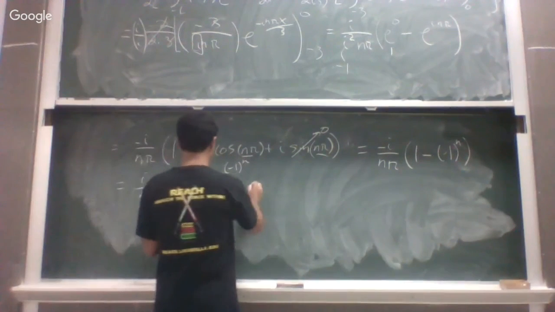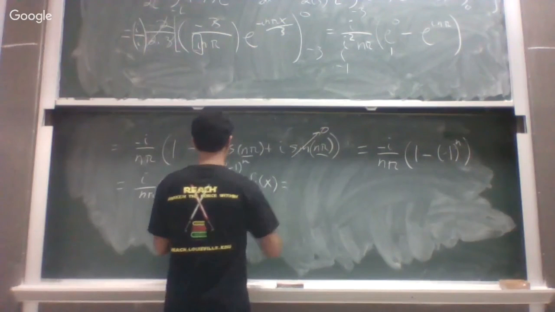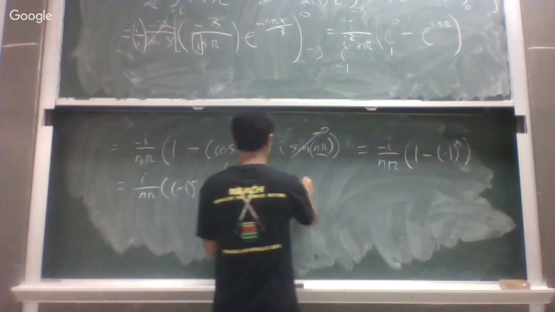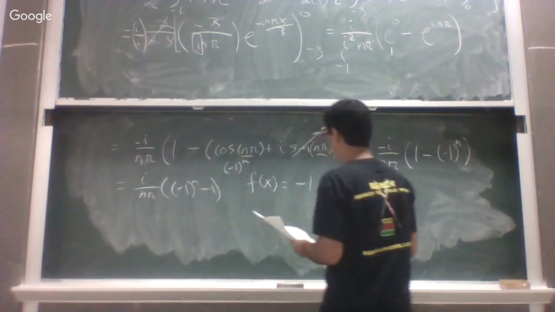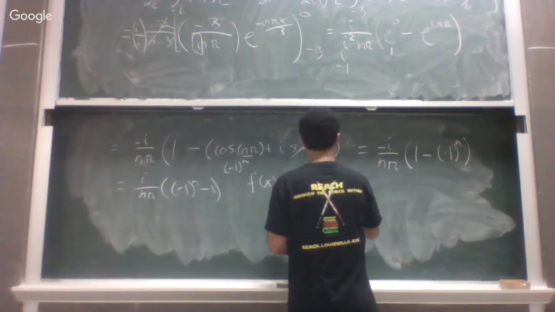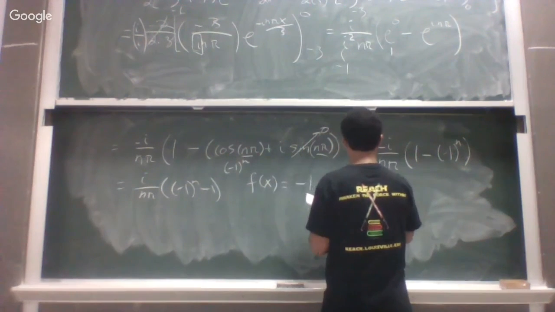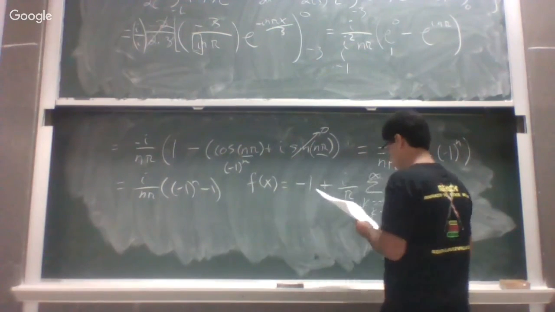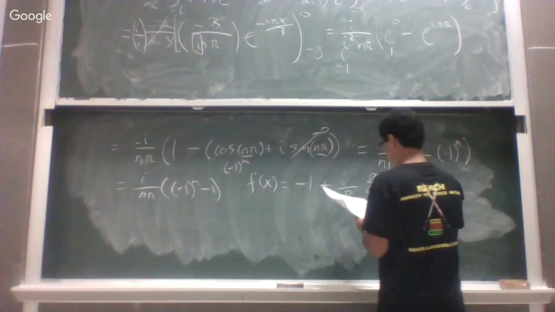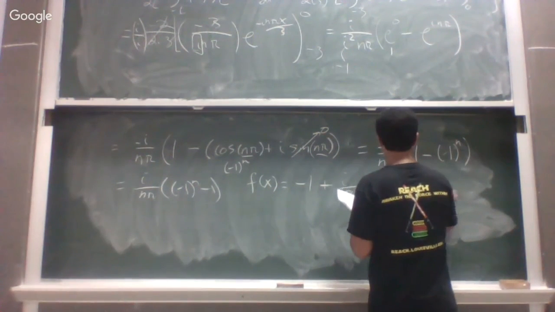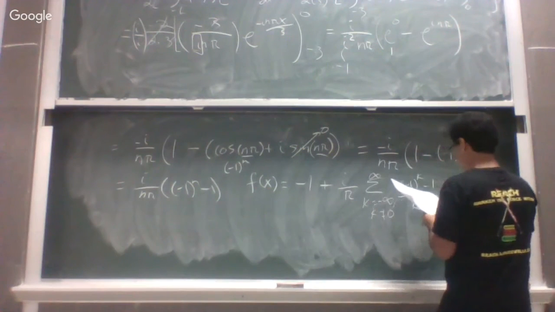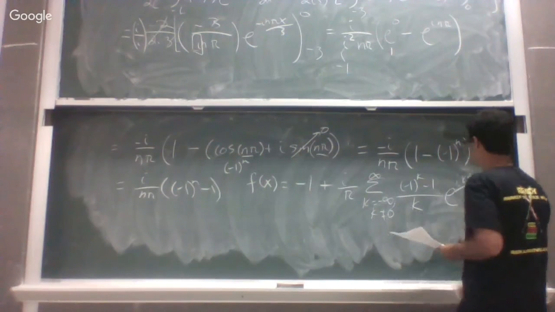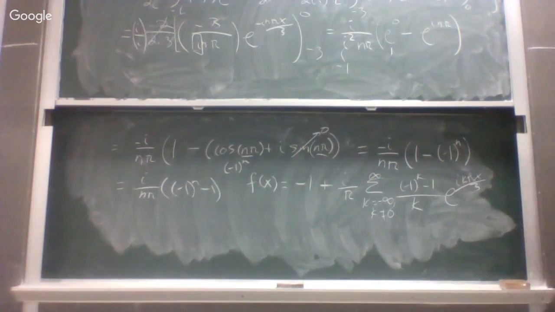So in writing the f of x, our c naught was negative 1, plus we have I over pi times the summation of k equal to negative infinity going to infinity, where k cannot equal 0, and you do need to mention that. So we have negative 1 to the k power minus 1 divided by k, and we have to write e to the I k pi x divided by 3. So this would be our answer.